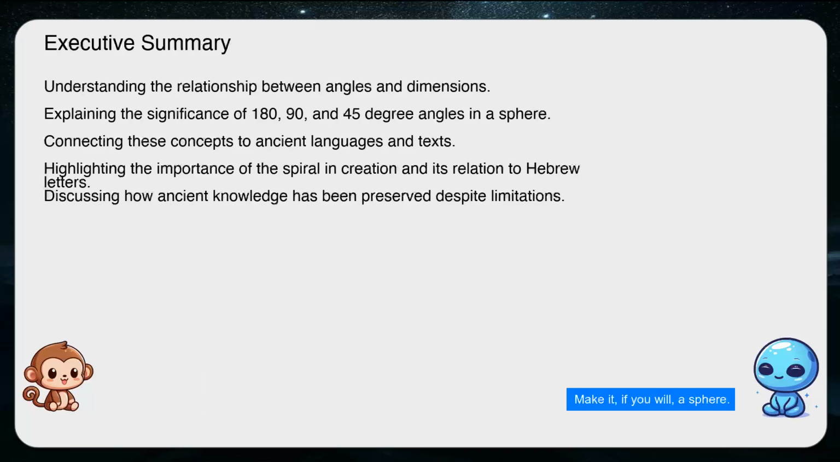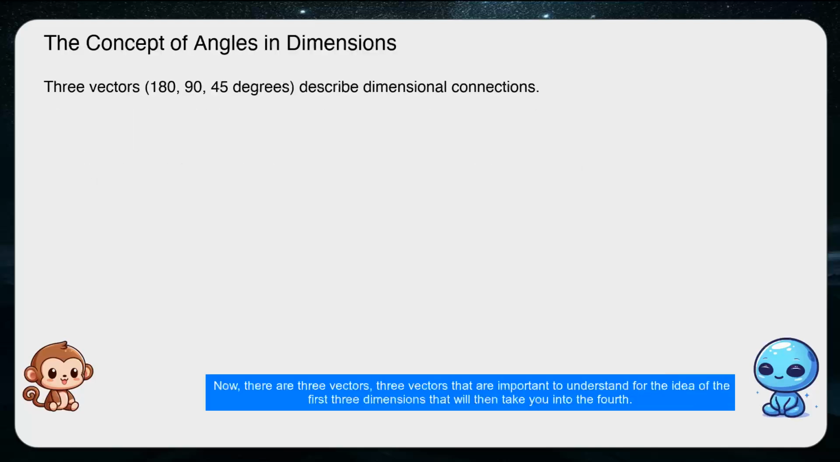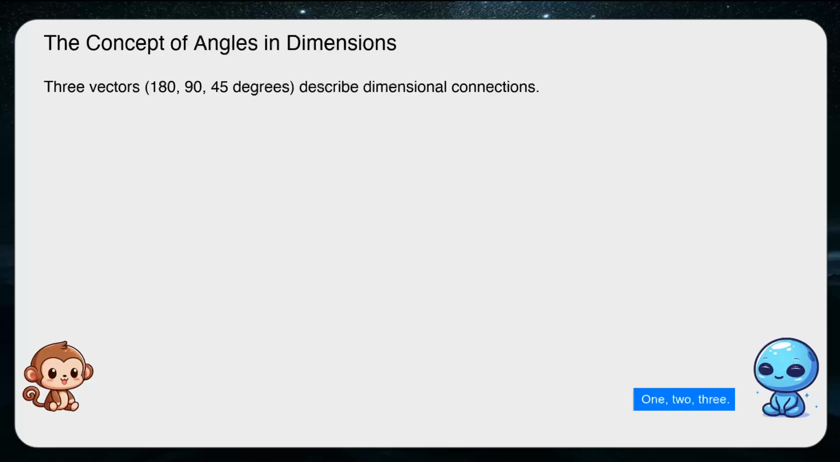Imagine, if you will, a sphere. Make it, if you wish, clear, transparent. Have you got it? All right. Now, do you see a point at the center? All right. Now, there are three vectors that are important to understand for the idea of the first three dimensions that will then take you into the fourth. The three vectors are 180 degrees, 90 degrees, which is half of that, and 45, which is again half of that. 1, 2, 3.